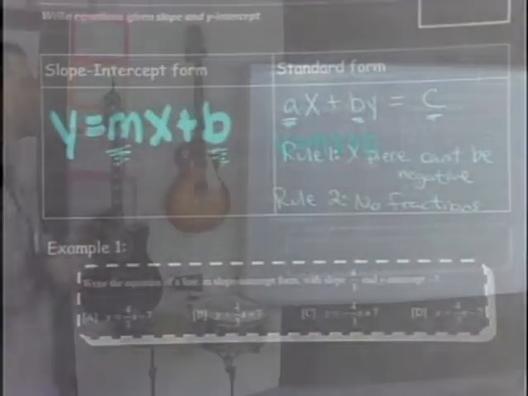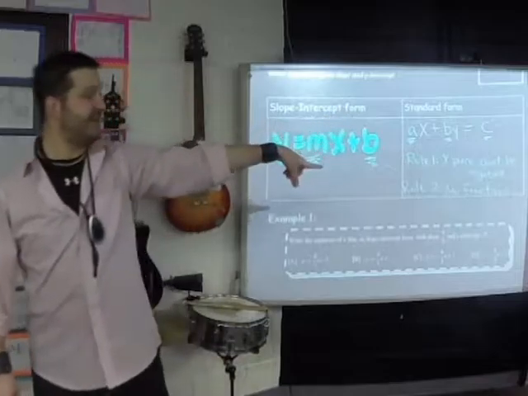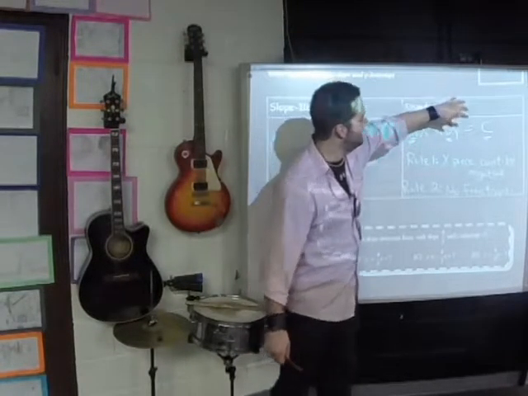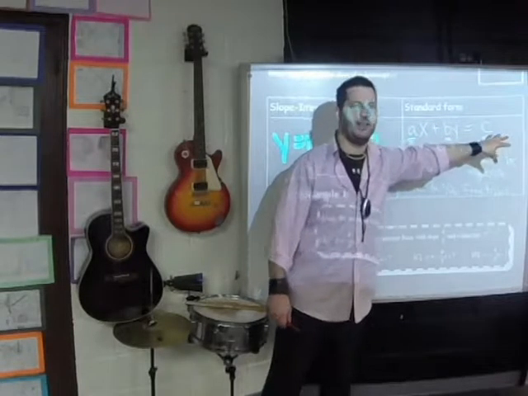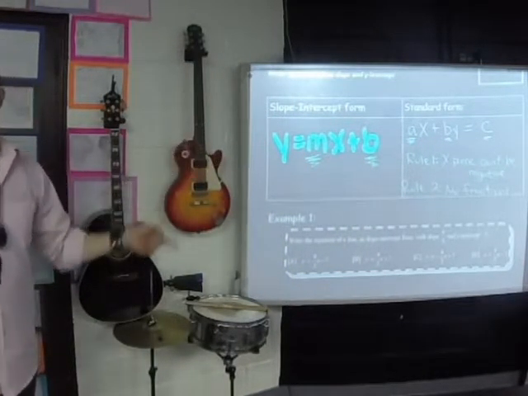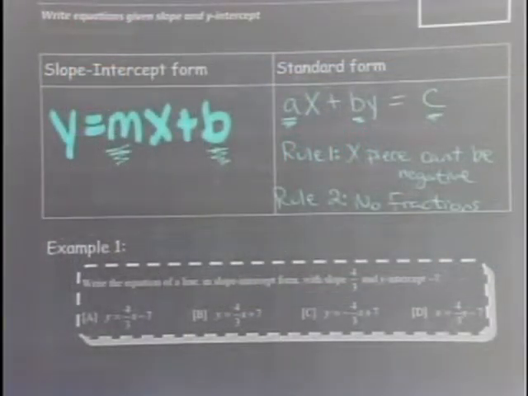So that is standard form. Slope-intercept form is y equals mx plus b. Standard form is basically you're going to have your x piece first, your y piece second, equals your number piece, and you have to follow the 2 rules: the X piece is positive, and no fractions anywhere. Now, the first one's actually pretty easy.